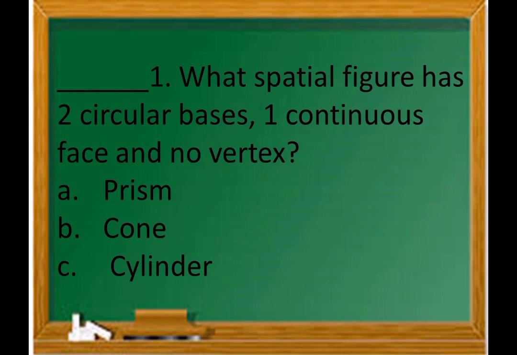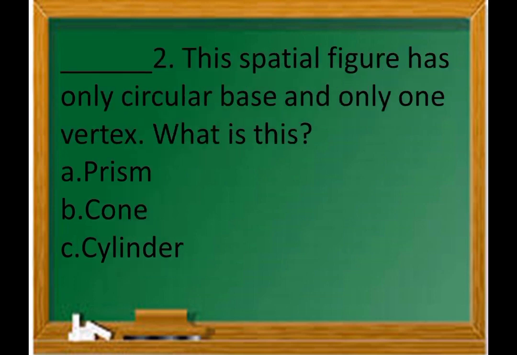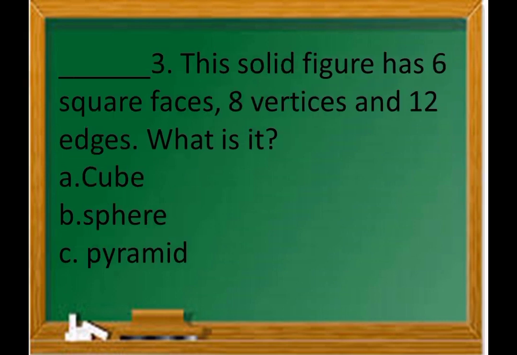Number 1. What spatial figure has 2 circular bases, 1 continuous face, and no vertex? A. Prism. B. Cone. C. Cylinder. Number 2. This spatial figure has only 1 circular base and only 1 vertex. What is this? A. Prism. B. Cone. C. Cylinder.